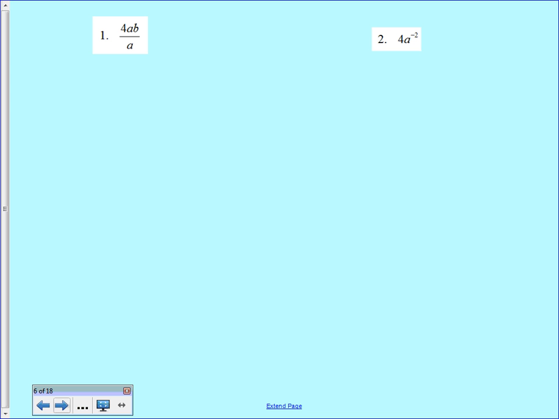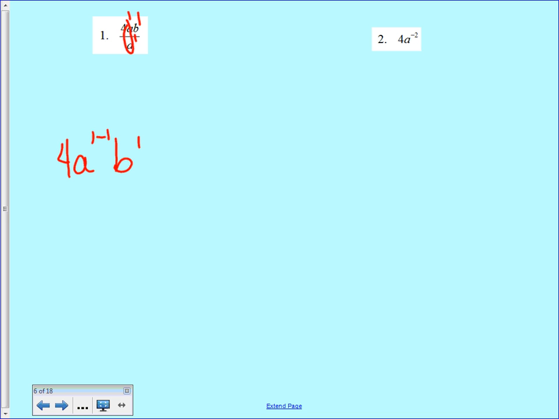So let's take a look at some of these examples. Let's take a look at number 1. So I'm going to divide things of like bases. 4s can only go with 4s. A's can only go with A's. B's can only go with B's. Well, the only thing that we have the same of is this A. So we're going to subtract those exponents. Remember, if there's no exponent, that's the same as taking each of those to the first power. So we have 4a to the first, b to the first, over a to the first. So we have 4a, and now we're going to subtract those exponents. So we have 1 minus 1. And then we also have b to the 1.